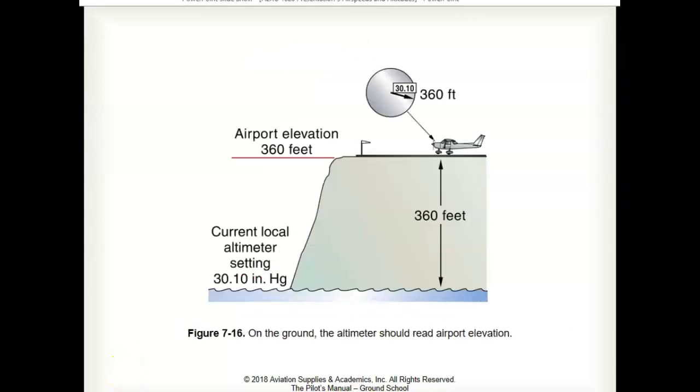Here's another illustration to help you understand different altitudes. The aircraft on the right is sitting on the ramp at an airport that is 360 feet above sea level. And since it has the local altimeter setting of 30.10 set in its altimeter, the altimeter is indicating the height above sea level. Because again, 30.10 is the altimeter setting or the pressure at sea level.